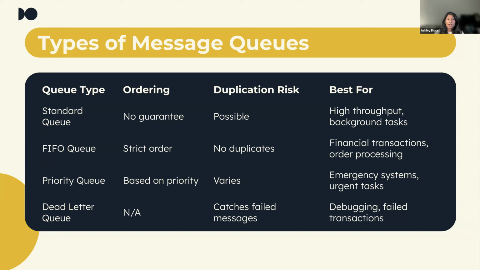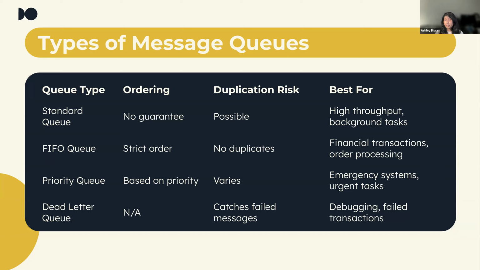But next up, we have the FIFO queue, or FIFO queue, depends on how you say it, which just stands for first in, first out. This queue guarantees that messages are processed in the exact order that they were sent, and it does prevent duplicates. Because of these guarantees, FIFO queues are ideal for use cases such as financial transactions, e-commerce order processing, and workflow automation, where processing things in the right order is really crucial.